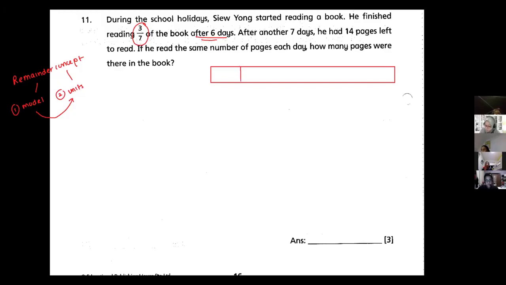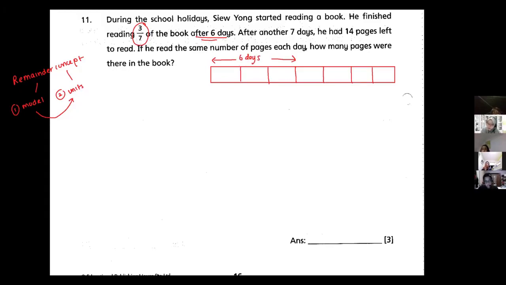1, 2, 3, 4, 5, 6, 7. So I have 7 parts there. All right. So I know that 3 out of 7 is this one all the way until here. She finished reading them in 6 days. Okay, that's all we know from the first sentence.